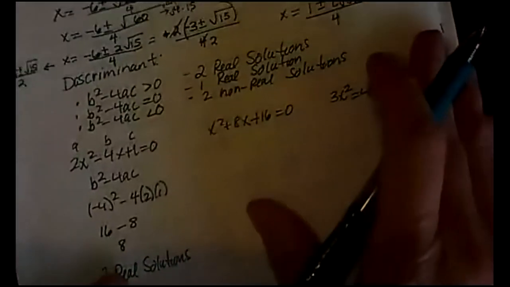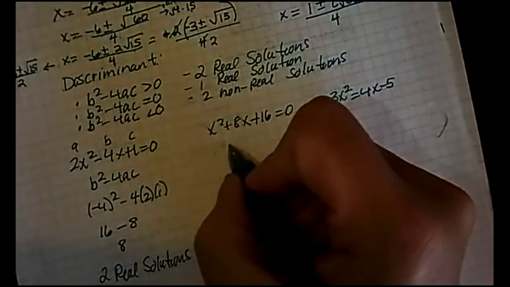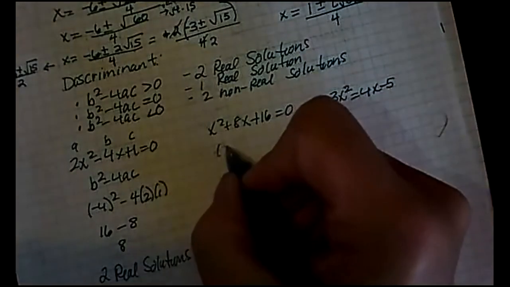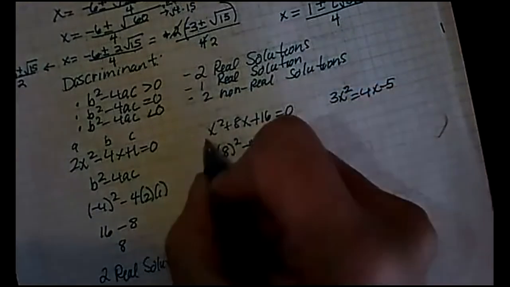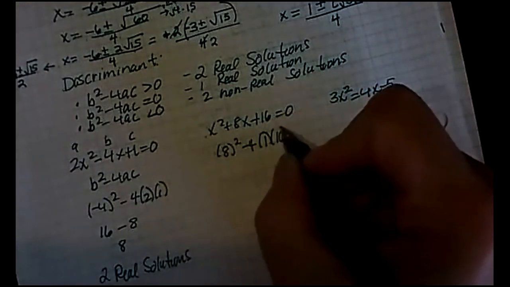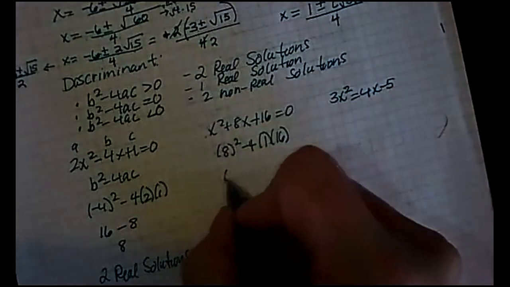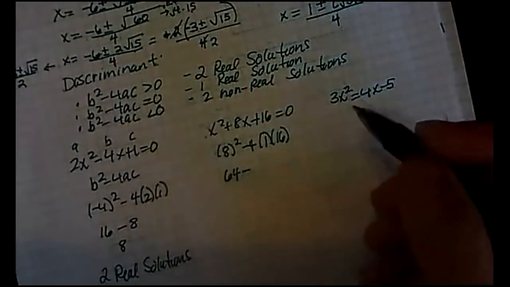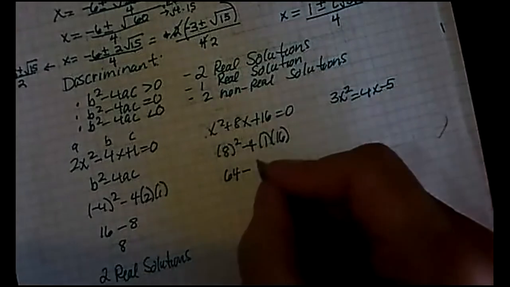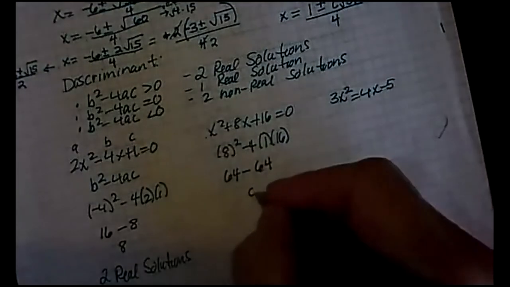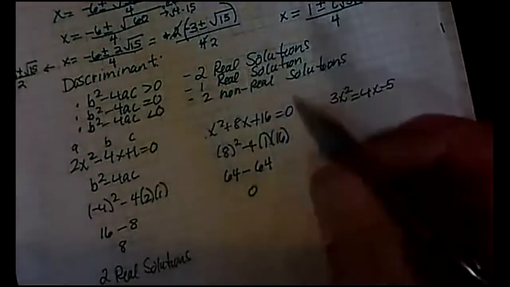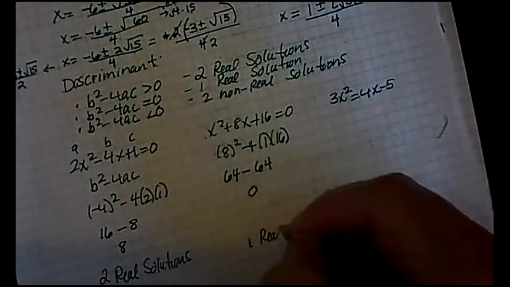And so let's look at this one. This one, b squared minus 4ac. So we have 8 squared minus 4 times a, which is 1, times c. So what happens here? 64 minus 64. Well, that comes out to be 0. So if your discriminant is 0, that means you have 1 real solution.